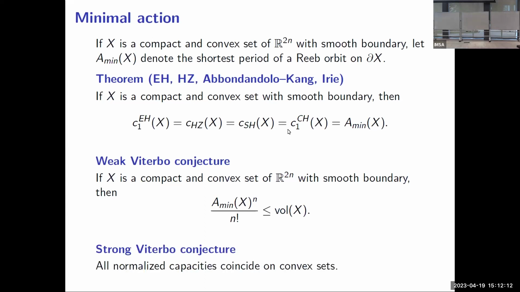And then of course, maybe it is true that all normalized capacities coincide on convex sets. So that's what I'm going to call the strong Viterbo conjecture. And this is kind of independent of Viterbo. People were already asking these questions back in the early 90s, or maybe mid 90s. This is not exactly due to Viterbo, but it's a stronger conjecture than Viterbo. Because if we know they all coincide, and we know the Viterbo conjecture is true for the Gromov width, which is the smallest one, then the Viterbo conjecture is going to be true always.